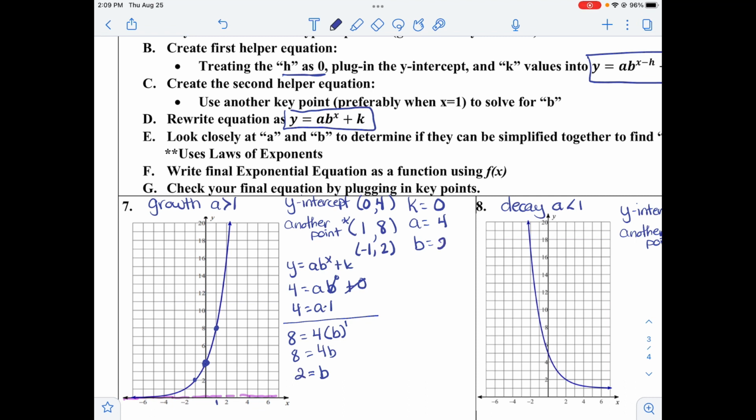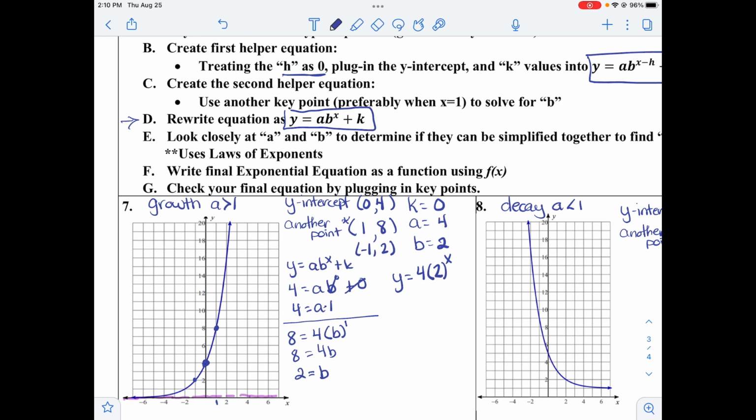So now we know these pieces. So now we're going to rewrite them in our step D here. We're going to rewrite them in the form we know. So y equals, we know that a is 4, b is 2, replace our x, and we don't need to put plus 0 because we don't know. So this would match this graph. If we put it into Desmos and matched it up, it would match.